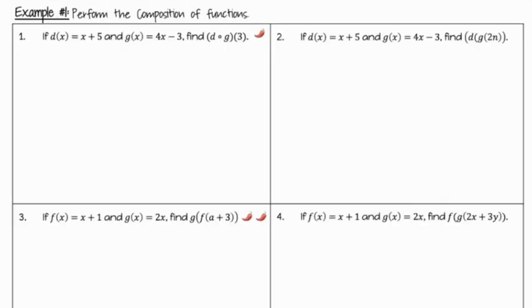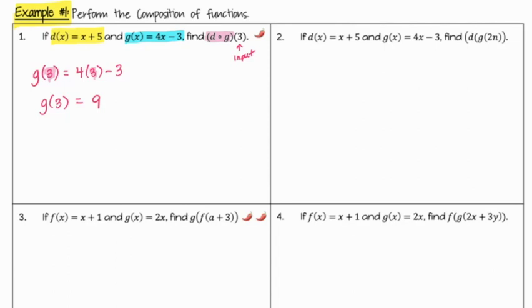For example 1, we are applying the composition of functions. We're going to perform these compositions. It says if d of x is equal to x plus 1 and g of x is equal to 4x minus 3, find d composed of g, where my input is 3. This is my first input. So what this means is start with g of x first. So I'm doing g, where my input is 3. I'm going to input this input into the function. I'm going to compute.